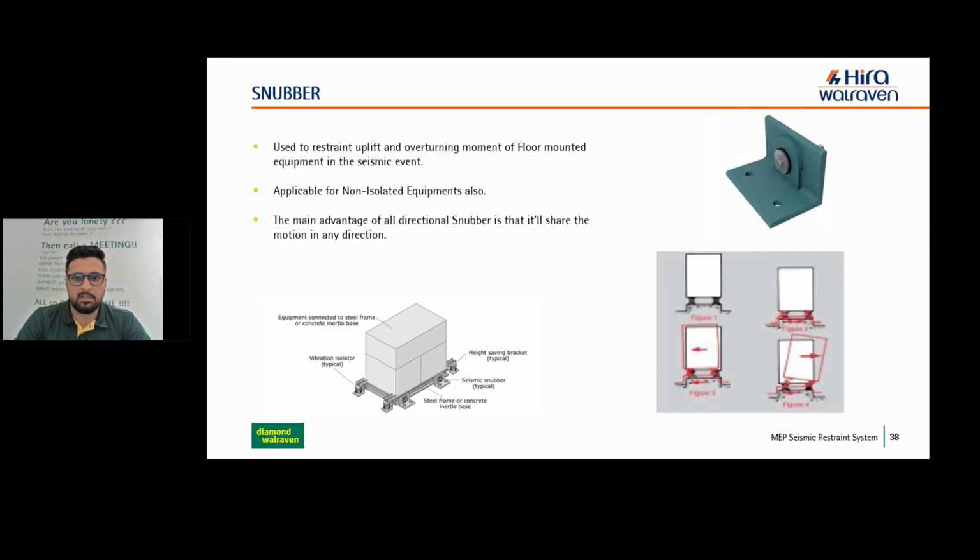Then we have snubbing devices, which are used to control the uplift force movement of floor mounted equipment, and are also applicable for those equipments where you don't have a vibration isolator, because if you have a vibration isolator, then obviously this should be considered according to the seismic requirement as well. So instead of a normal vibration isolator, an anti-seismic vibration isolator shall be recommended. In case you don't have isolators and you have seismic requirement of the component, then seismic snubbers shall be applicable. And the main advantage of these snubbers is that they can control motion from all directions.